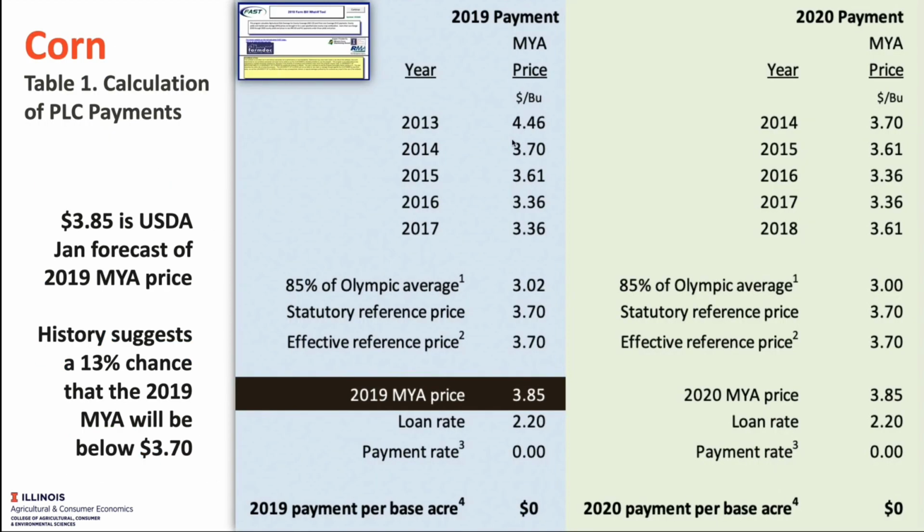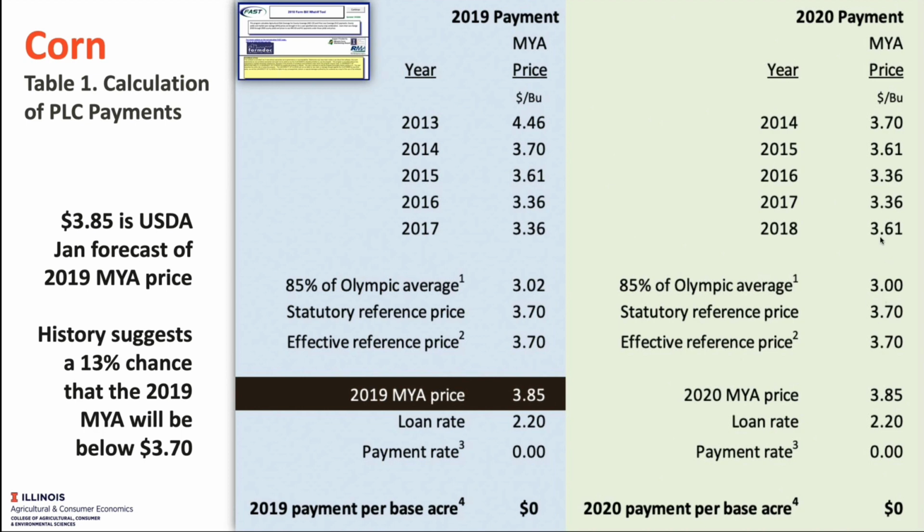Just to show you again, here are the prices that we've seen. We're looking at a market year average price for corn of $3.85. That's not going to vary across the nation for that matter. And again, we are not expecting a payment for 2019. For 2020, the effective reference price will be $3.70. If the 2020 market year average price is, let's say, $3.85, we wouldn't get a payment.